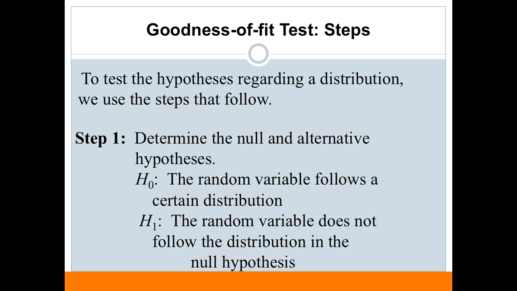So there are several steps in the goodness of fit test. The first step is to determine the null and the alternative hypothesis. The null hypothesis in this case is that the random variable follows a certain distribution. Typically you're going to have actual values to plug in there, so you wouldn't actually say this. What you would say is that you expect the probabilities to be this, this, and this based on some previous data. The alternative hypothesis is that the random variable does not follow the distribution in the null hypothesis, and this you can just write out in those words.